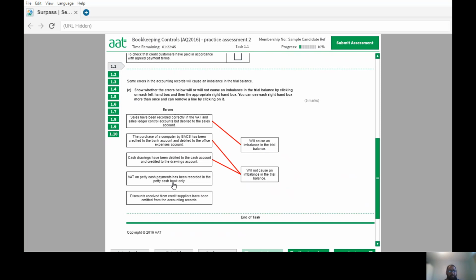Okay. The fourth one is the VAT on petty cash payment has been recorded in the petty cash book only. So if you look at that here, the VAT on petty cash payment has been recorded in the petty cash book only. That means only one side of your T accounts are done.